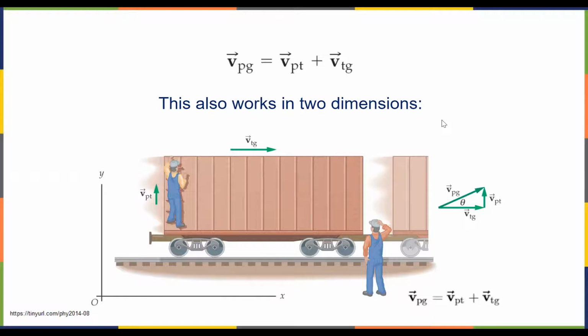I think this figure actually does V TG plus V PT. But when you are doing addition, you can switch the two. This is the same as V PT plus V TG. It's the same as this guy. So at the end you'll get that V of PG equals V PT plus V TG.